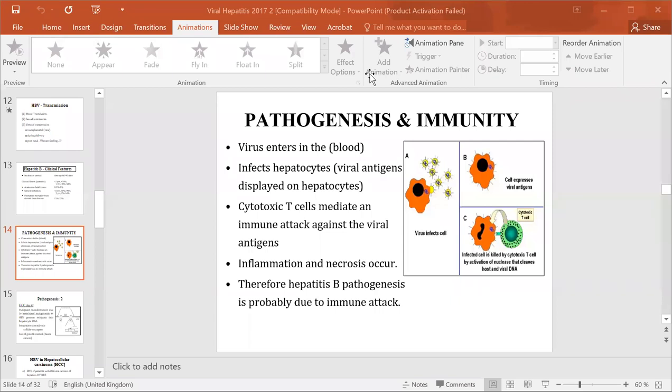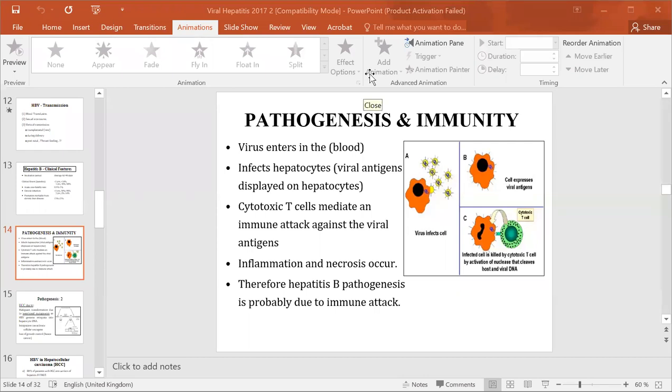Necrosis, inflammation, through T cell activation, cell lysis, necrosis, NK. Wow. All right, let's start from there.